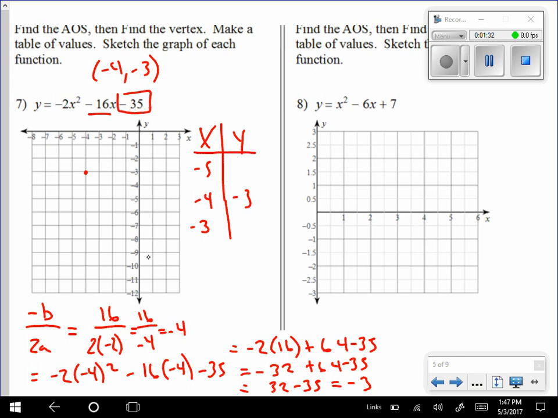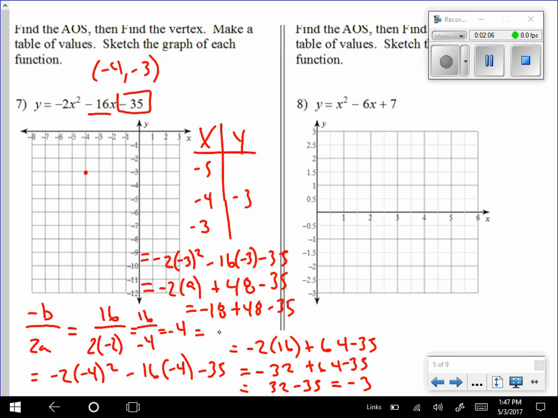Negative 2 times, I'm going to use negative 3 squared minus 16 times negative 3 minus 35. So we would have negative 2 times 9 plus 16 times 3 is, using a calculator here, 48 minus 35, which gives us negative 18 plus 48 minus 35, which would be 30 minus 35, which would be negative 5.